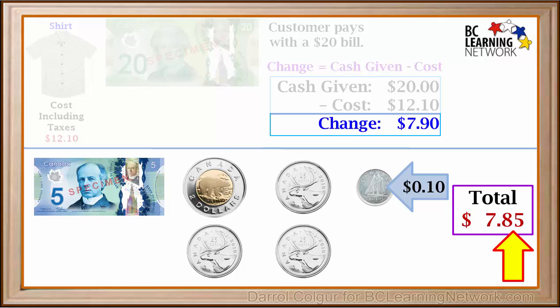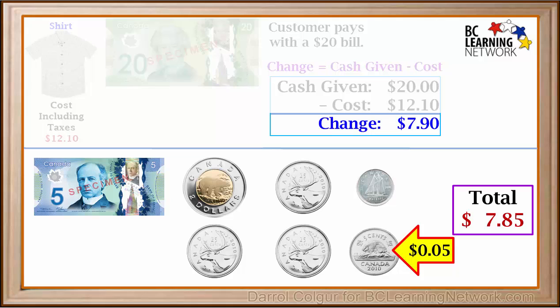To get $7.90, we need to add 5 cents. So we add a nickel, or 5 cents. Which brings our total change up to $7.90. And this is exactly the change we needed.